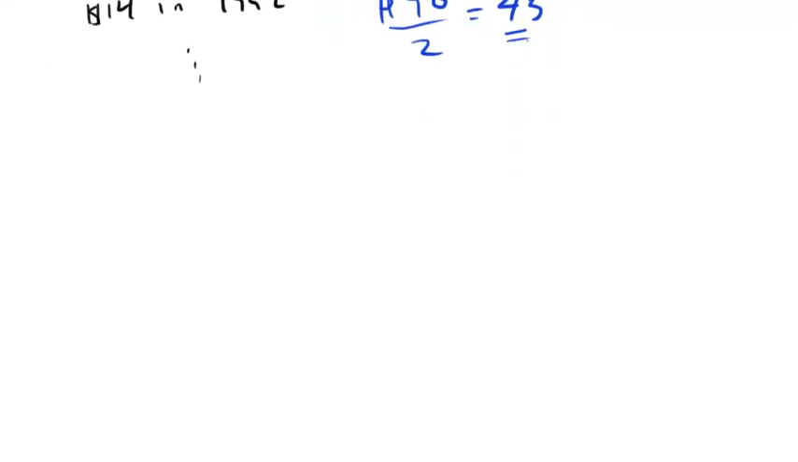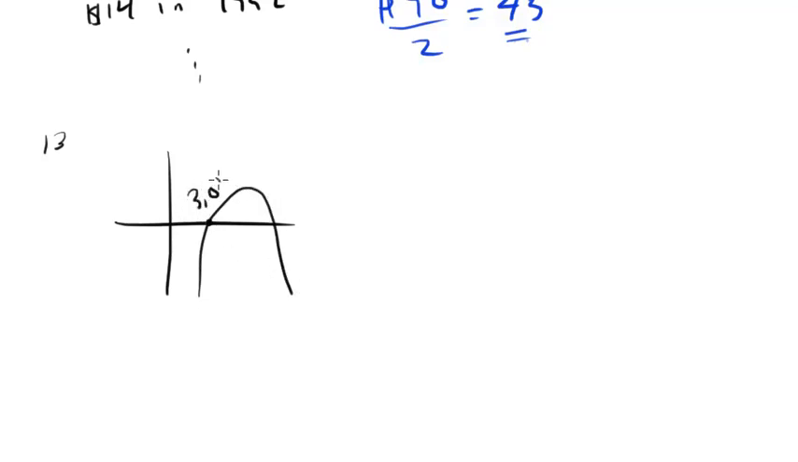And finally, number 13. So we've got a picture here. Looks something like this. We've got a parabola. This is the point 30. This is the point 70. The figure above shows the graph of a quadratic function in the xy plane. Of all the points xy on the graph, for what value of x is the value of y greatest?